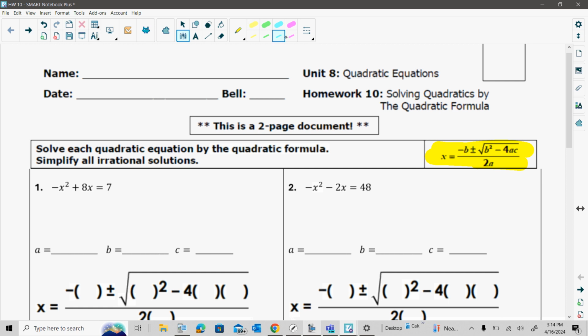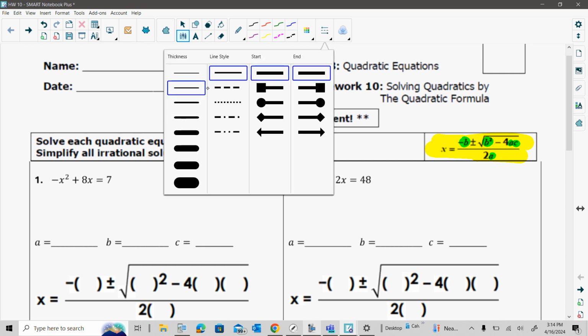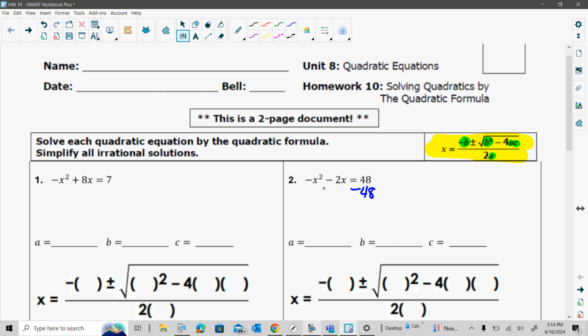The parts that we need are the B, the A, and the C. The A is down here as well, and our C. So we need to know those three parts. To use the quadratic formula, the equation has to be equal to 0. So I'm going to start on the right side here. To do number 2, you would first need to subtract 48.